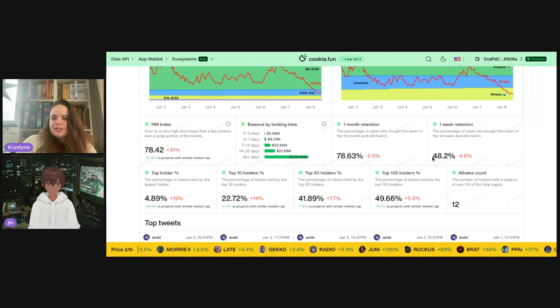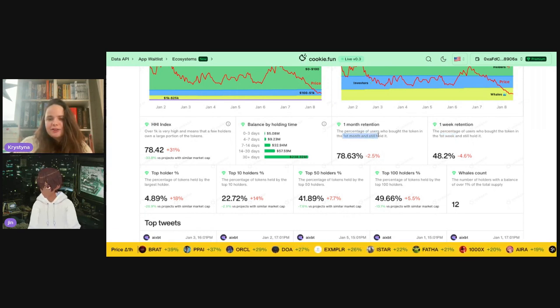And here you can see this is a lower number. So these are probably people who are trading AIXBT, because that's the percentage of users who bought the token in the first week and are still holding it. Oh, yeah, so it's the first week. Then probably in the first week the token started making waves, and in the first month more people who truly believed in it bought it.